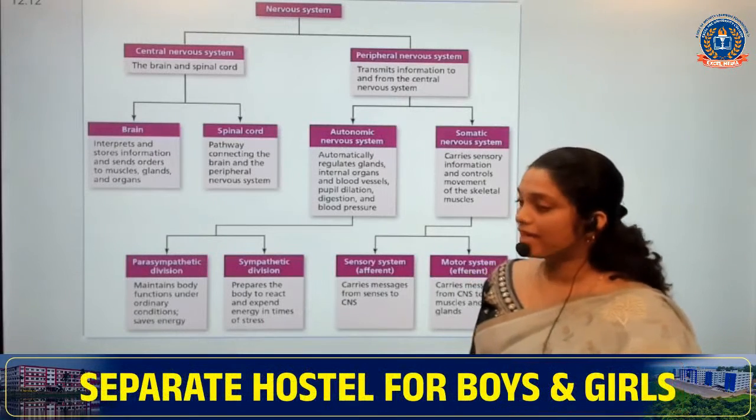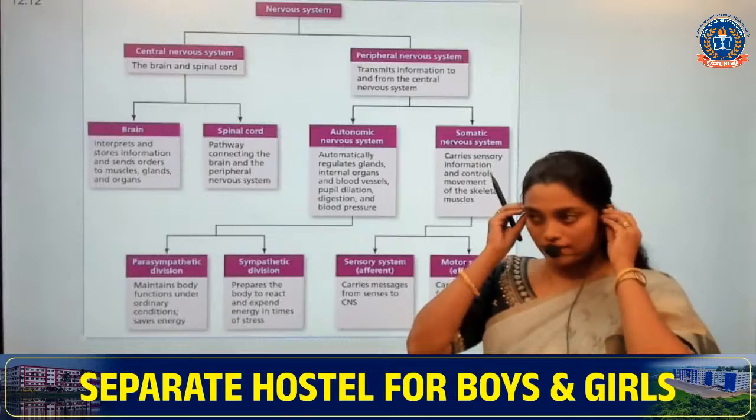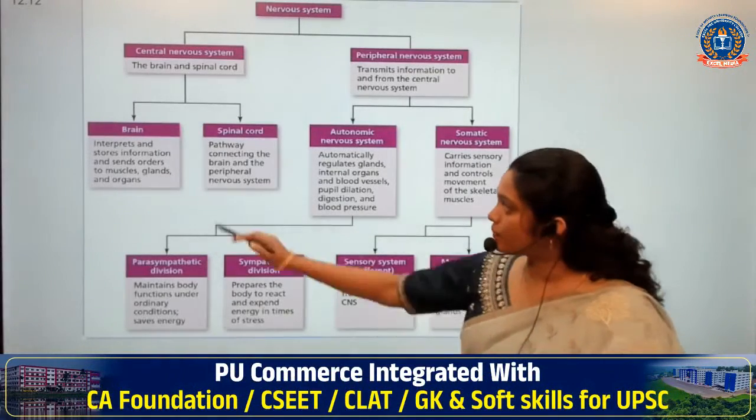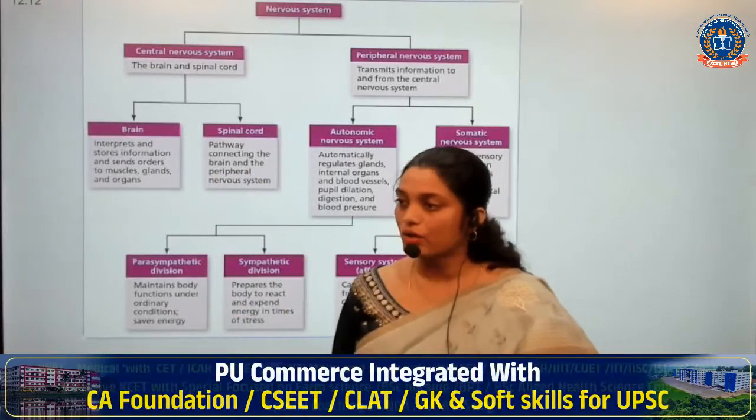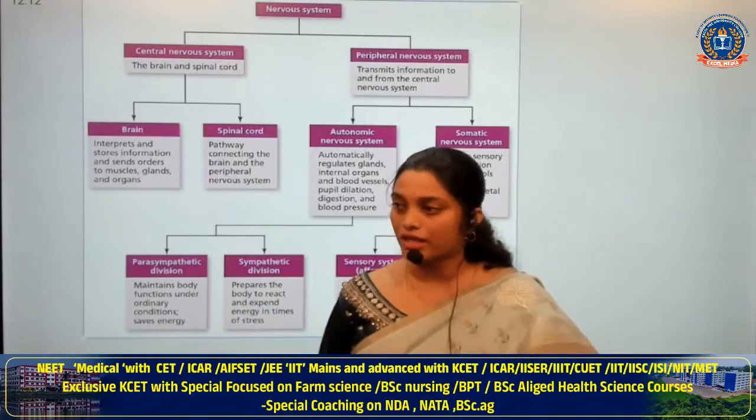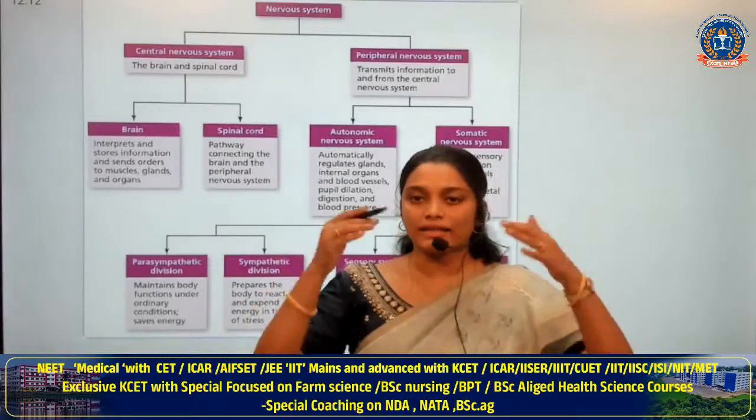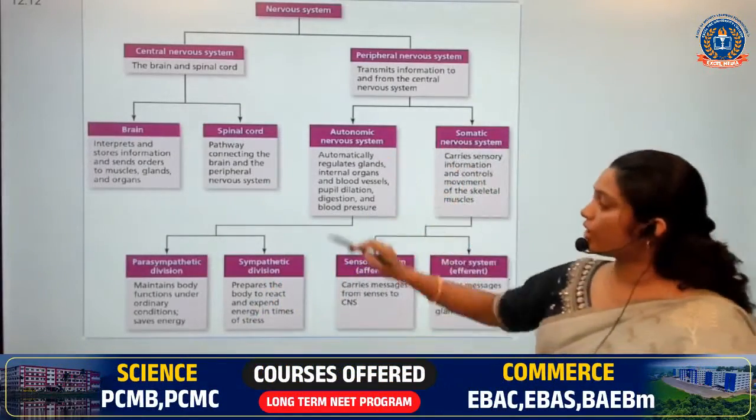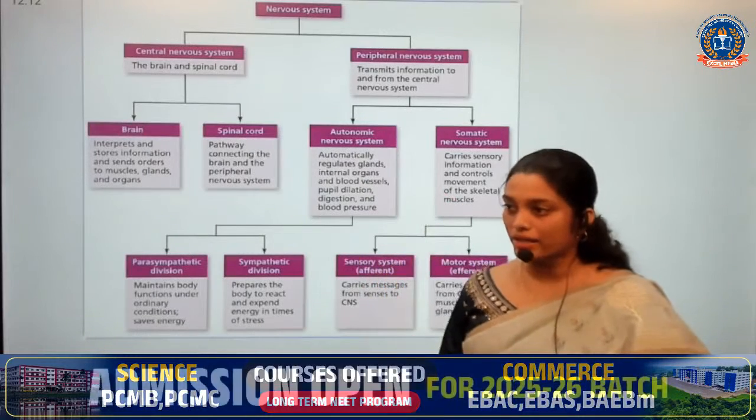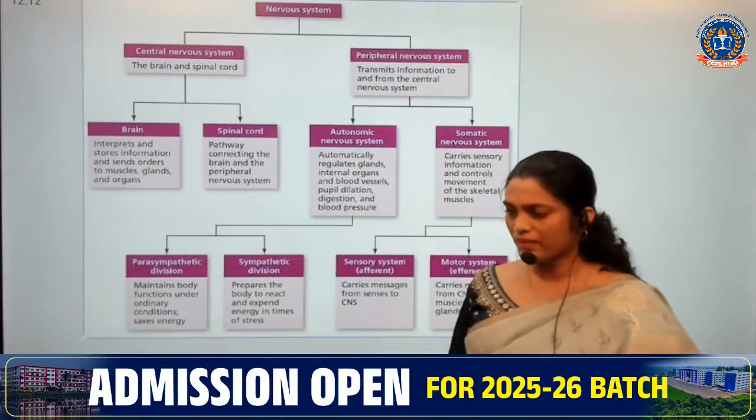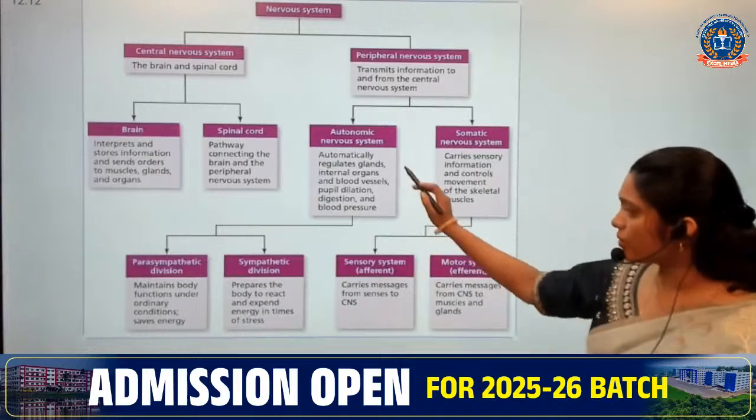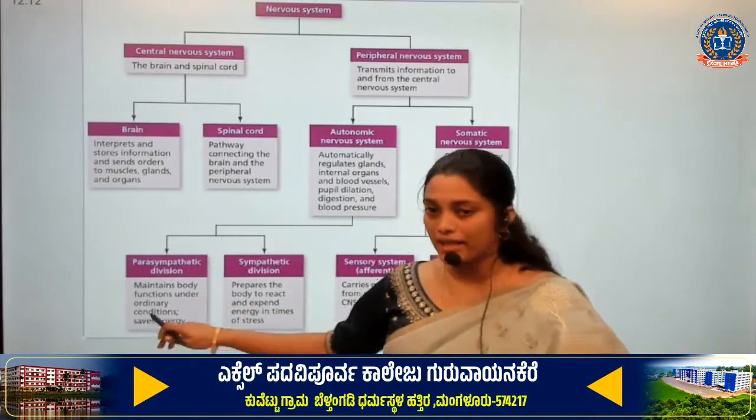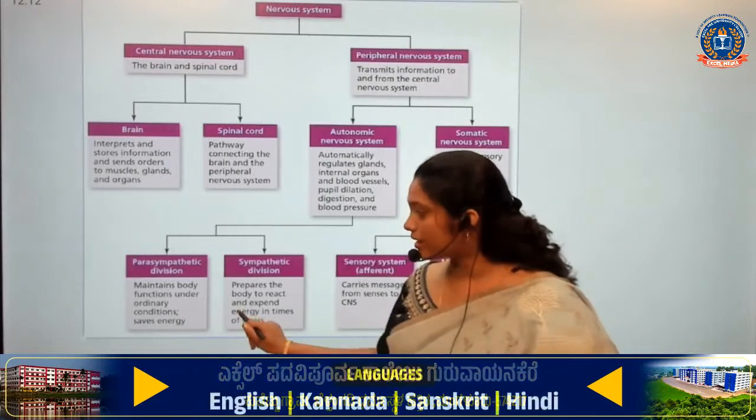So what did we study in the previous class? We studied the different types in it. The central nervous system has 2 parts, brain and spinal cord, whereas the peripheral nervous system is on the lateral sides of the body. In that there are the autonomous nervous system and the somatic nervous system. The autonomous nervous system was further divided into the parasympathetic and sympathetic nervous systems.